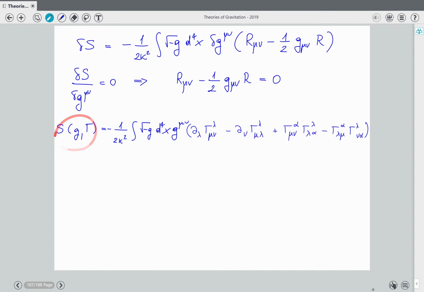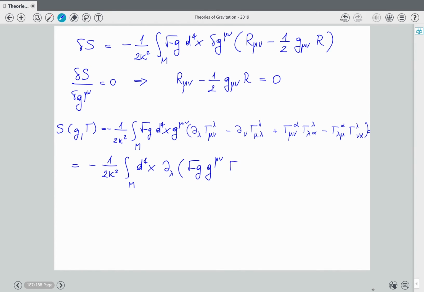S is quadratic in Γ, so there are quadratic terms and linear terms, but the linear terms contain derivatives, so let us add a boundary term, and we will isolate the boundary term from the rest, and remove the derivatives from the Γs. So, for example, here we have ∂_λ acting on √(-g) g^{μν} Γ^λ_{μν}.